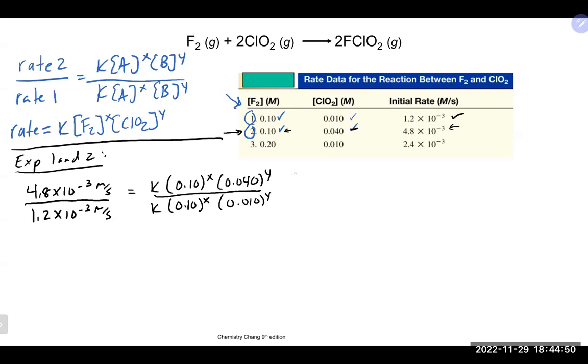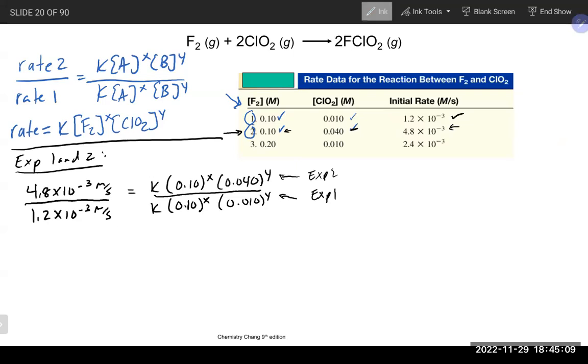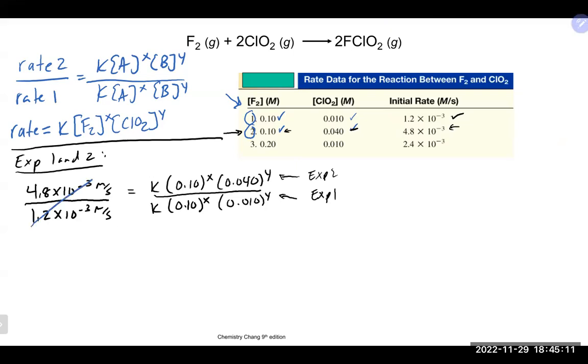So once again, everything up on top is experiment 2's information. Everything on the bottom is experiment 1's information. I chose to put experiment 2's on top because it has a larger rate. Now we're going to do some math here without the calculator and hope for the best. So we're going to divide. When we divide that, I'm going to go with a 4.